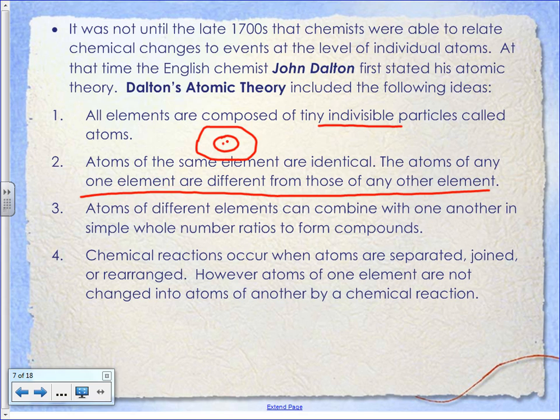Okay. Third point, atoms of different elements can combine with one another in simple whole number ratios. Really important that we know that it's always whole numbers. You never have half an atom in a compound. It's always a whole atom. Like if we look at the formula for water, it's H2O. How many hydrogens? How many oxygens? One, right? It's never written like this.